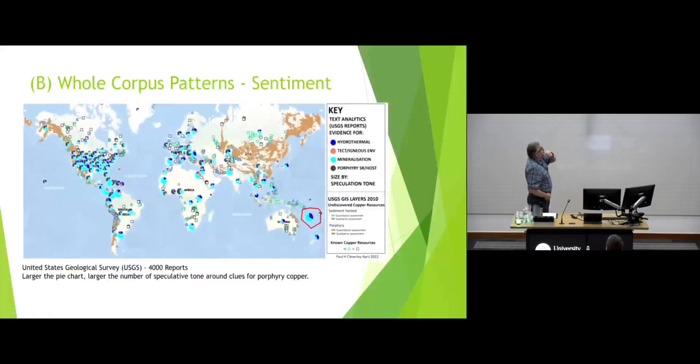And this is a similar concept, again using USGS reports, but we're now using sentiment. So you can imagine when you found these concepts together, the tone of the sentence could be talking about something being immature or poor, or rich or good.